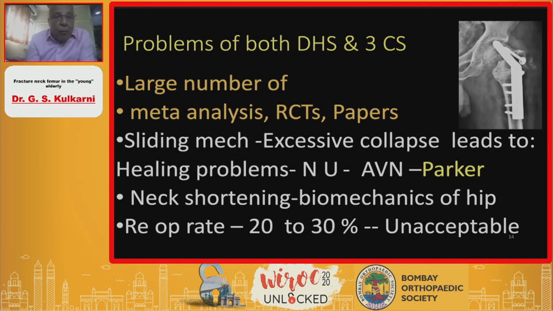Now, problems of both DHS and 3 cancellous screws. A large number of meta-analyses, RCTs, and papers have shown the sliding mechanism causes excessive collapse, which leads to healing problems like non-union, AVN, and neck shortening, which results in changed biomechanics of the hip and symptomatology. Reoperation rate is 20 to 30%, which is unacceptable.